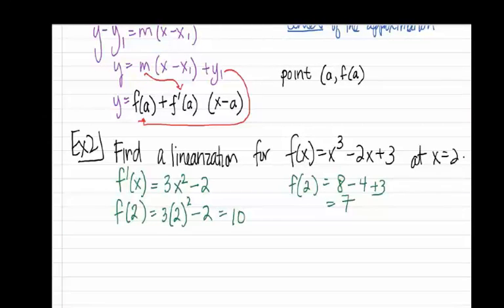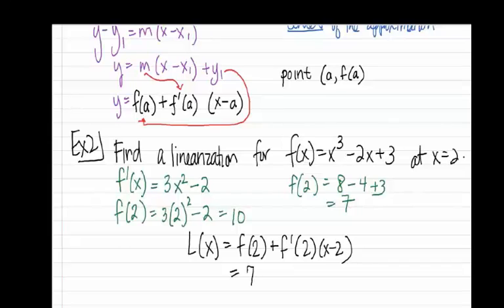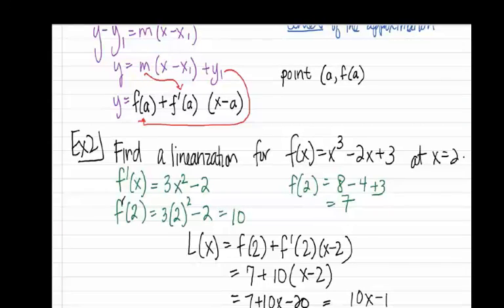So plugging everything into our linearization equation, which is L of x equals f of 2 plus f prime of 2 times x minus 2. We have 7 plus 10, this is an f prime over here, plus 10 times x minus 2. So 7 plus 10x minus 20 gives us 10x minus 13. And that is our linearization, meaning what the equation turns into when you zoom in really, really close into it.